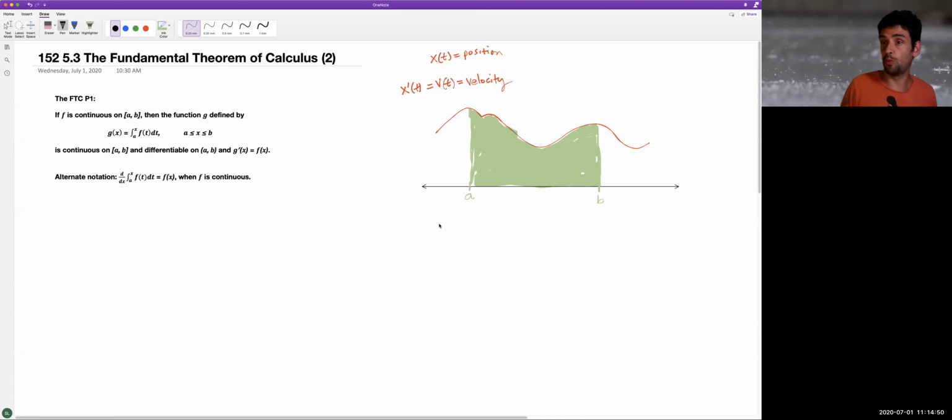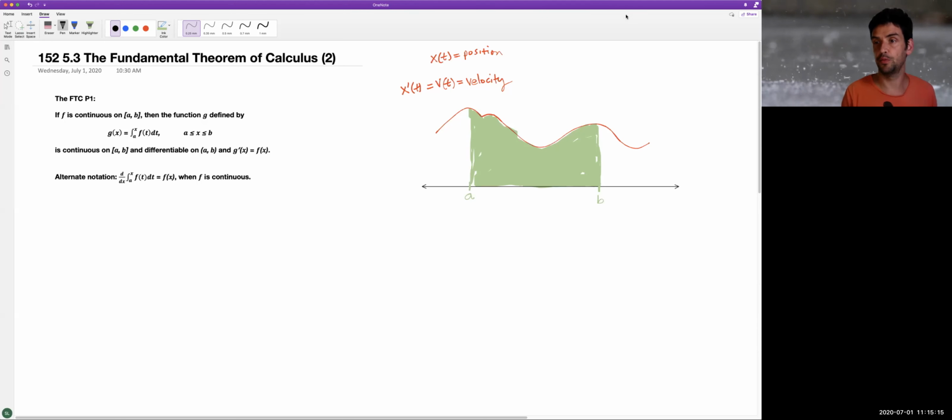Some people just present it as one theorem, and that's fine. We're just splitting it up to make more digestible chunks. But if you're going to look for more information, just be aware that the fundamental theorem of calculus is typically called that, but part 1 and part 2 aren't necessarily presented that way in all instances.